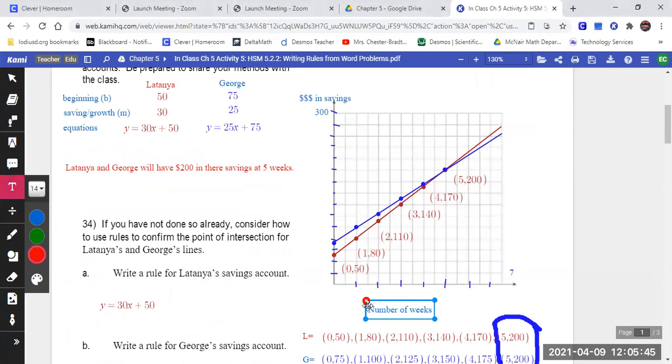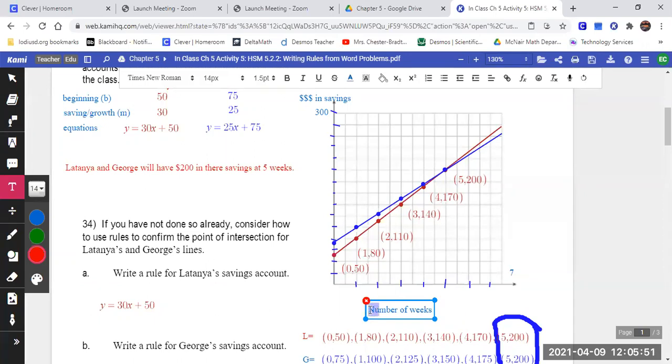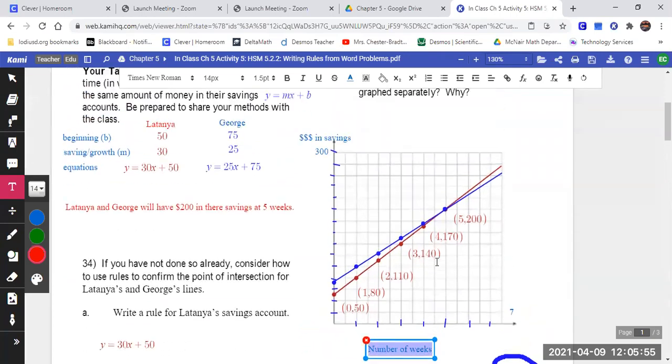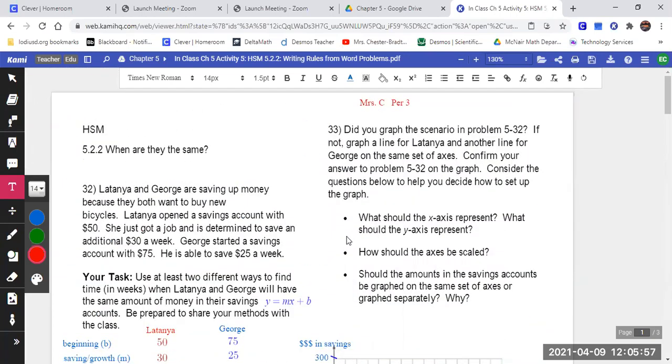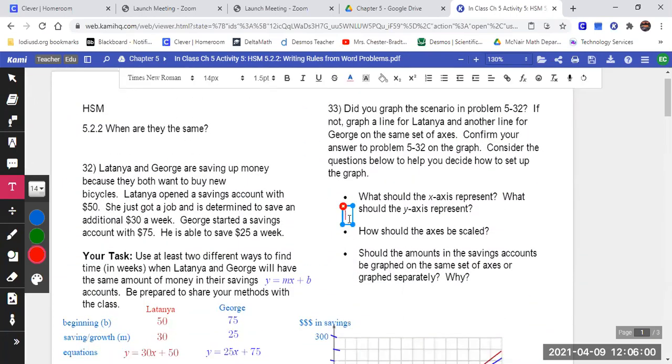So I'm going to copy what I already said, because now I'm answering their questions. I just had put it on the visual. I didn't put it in their question. So I'm copying that the X is the number of weeks. The X's are the number of weeks.